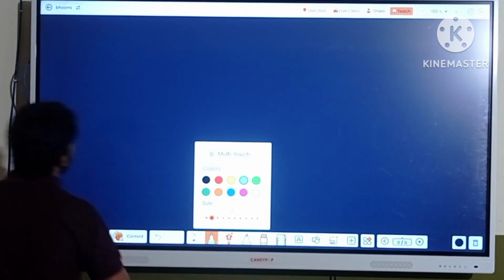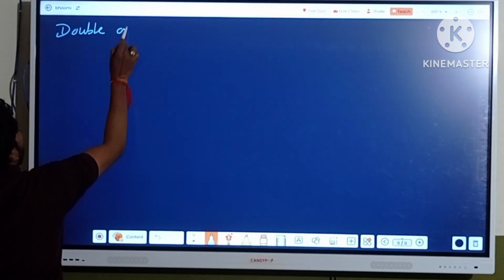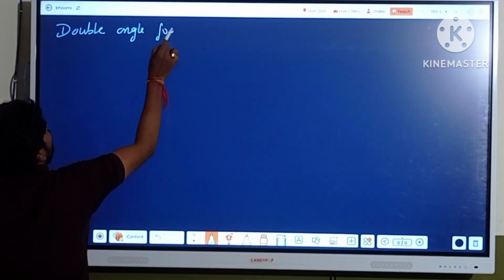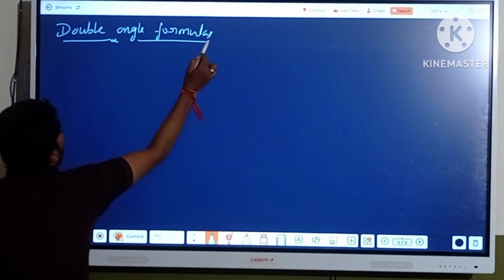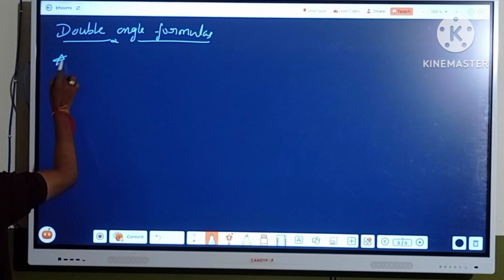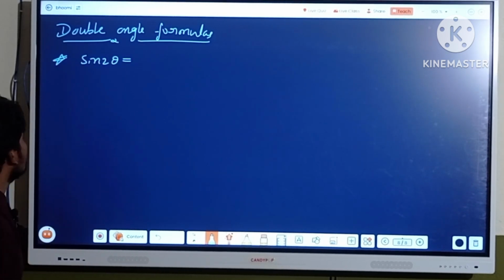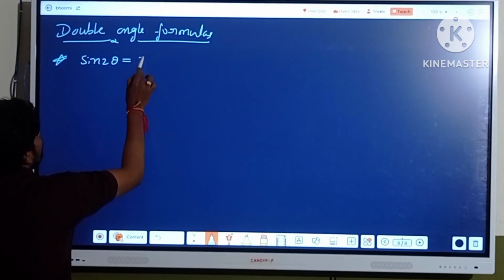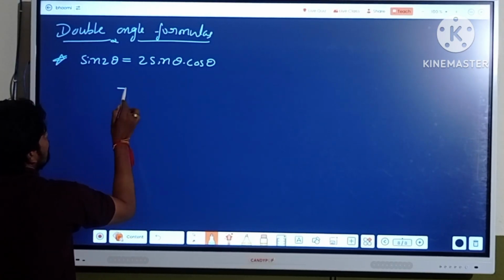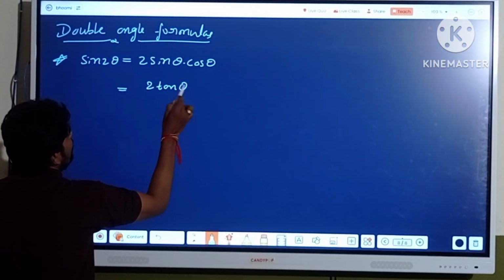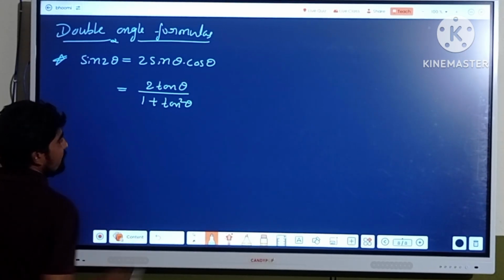First thing, double angle formulas. The formula for sin 2 theta. Here we have two formulas for sin 2 theta. The first formula is 2 sin theta into cos theta, and the second one is 2 tan theta divided by 1 plus tan square theta.